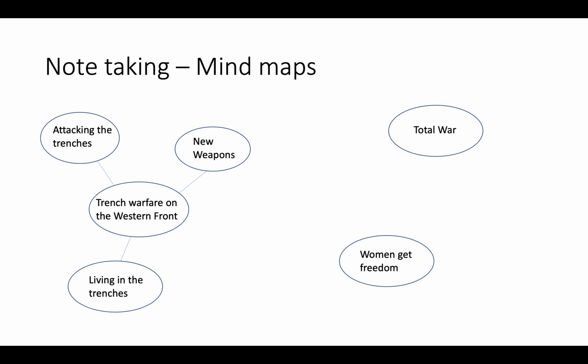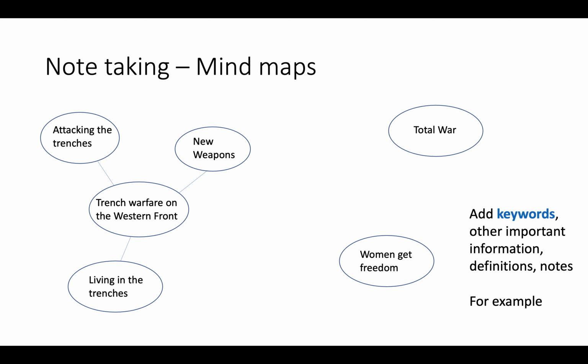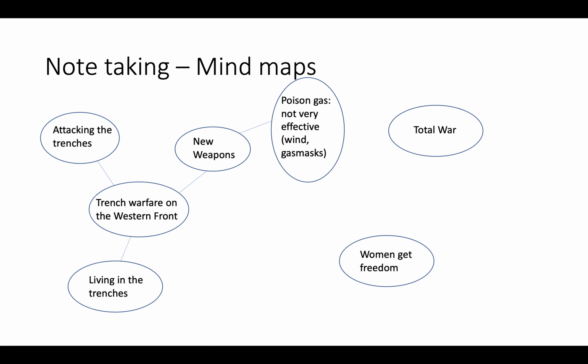Done it? Fabulous. Now, what I'm going to do is give you this movie to watch, and I'd like you to add keywords, important information, definitions, and notes to the mind map as I talk along. So, for example, we're going to talk about trench warfare on the Western Front, and about the new weapons they used. I want to add here a note about poison gas. It was one of the new weapons, and it wasn't very effective because of wind and gas masks. So these are sort of notes and extra information that you can add.